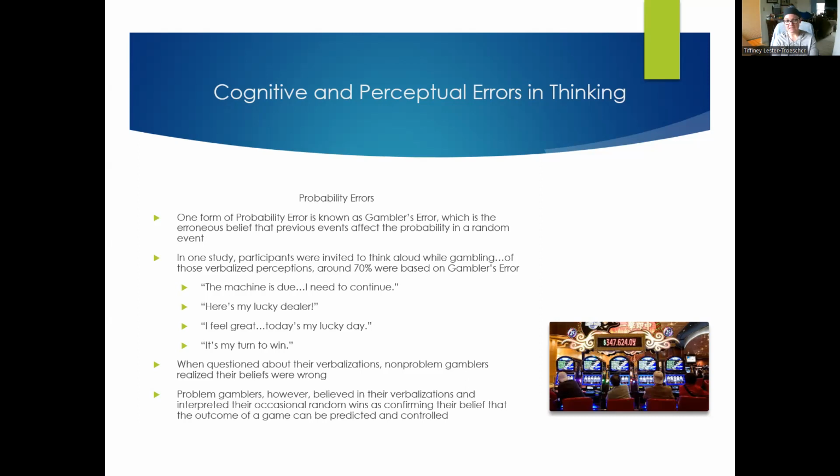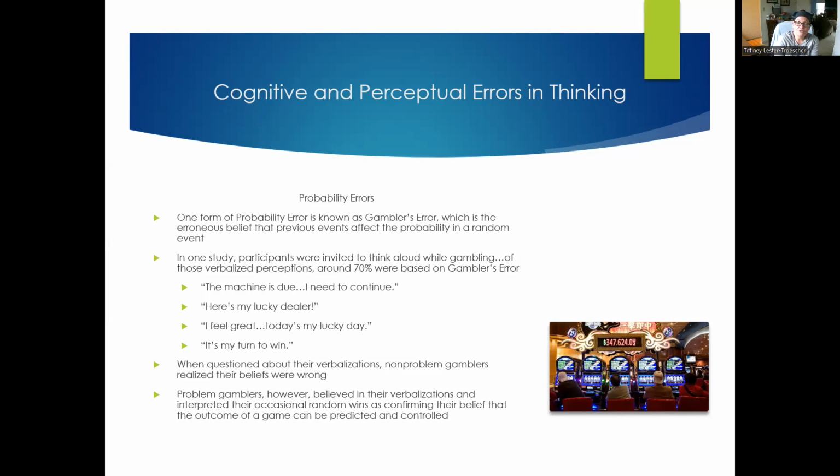So the participants were saying things like, all right, this machine hasn't hit in a while, so I know it's going to hit soon. Right? The past, it hasn't hit in a while, so that is affecting the probability that it's going to hit for me now. My lucky dealer, right? Here's my lucky dealer. I'm bound to win now. Today is my lucky day. I'm feeling good, right? Or it's my turn to win.